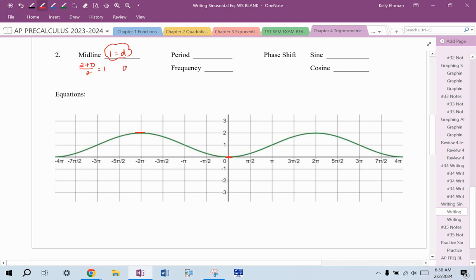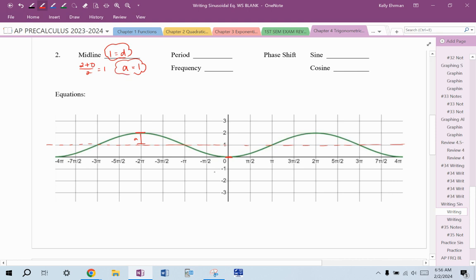I can also find the amplitude. Amplitude is from the midline, which is here. From the midline to an extreme is the amplitude. So the amplitude is also 1.